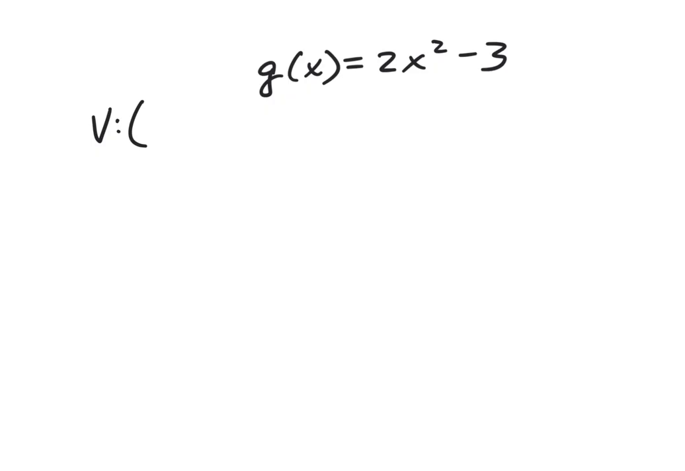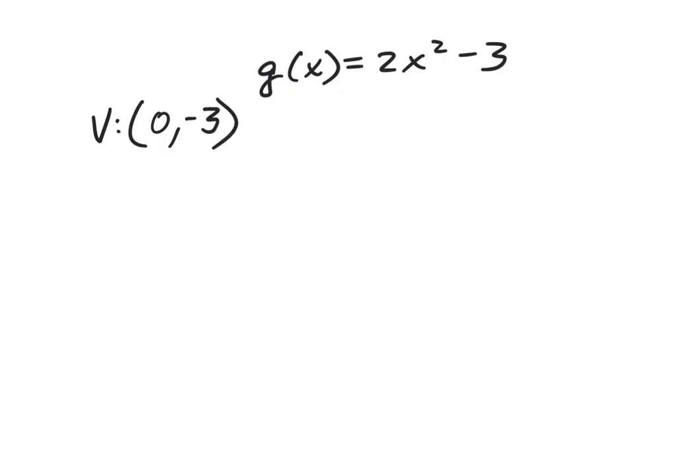So if I ask you where the vertex of this graph would be, and I know we can put it in the calculator, but where do you think it would be before we put it into the calculator? What do you think is going to happen here? What's the -3 going to do to my graph? It's going to go down 3, okay? And it's not going to move left or right at all, so my vertex is 0, -3.